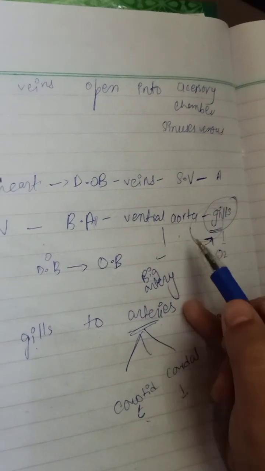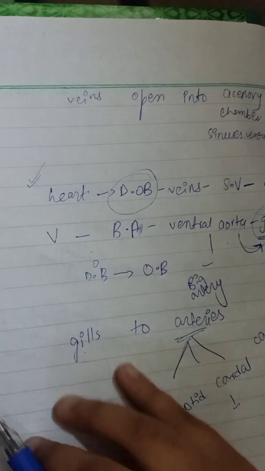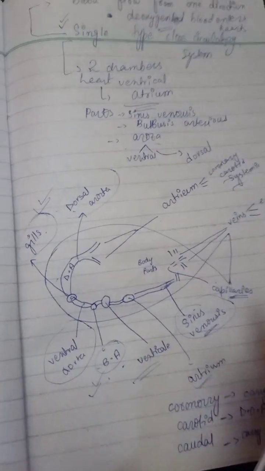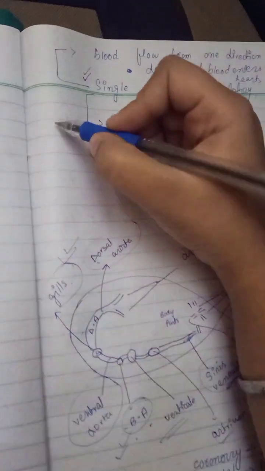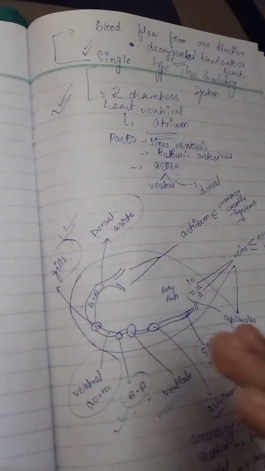So here you can see that only one time the deoxygenated blood has been moved. So through this, this was basically the single circulation of the fish. Okay, in the next video we will discuss the amphibian, that is the frog.